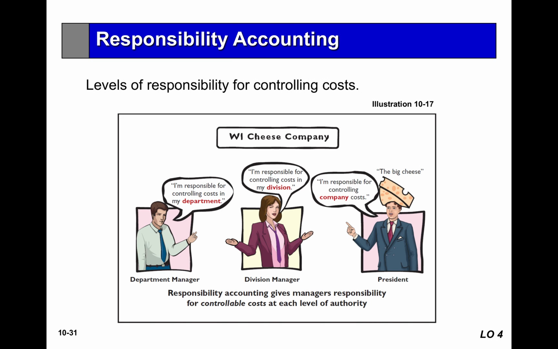Okay, so responsibility accounting is that if you look at these three managers, each manager, for example, this manager is a department manager, and he's saying, I'm responsible for controlling costs in my department. And the lady, who's a division manager, is saying, I'm responsible for controlling costs in my division. Of course, department has its own role, division has its own role in a company, right? Has a much bigger role. And then if somebody is a senior manager or president of a company, the president is saying, I'm responsible for controlling company costs. So there's kind of a hierarchy that these managers represent, and they are responsible for controlling things, right?